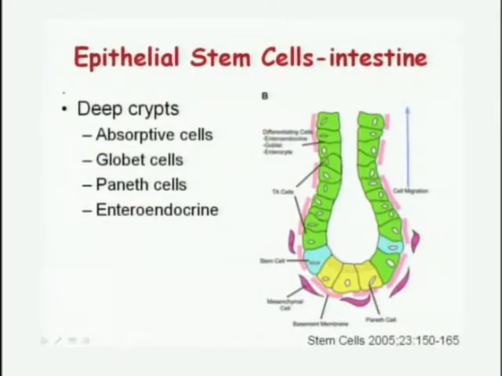How about the other tissues that Leblond described as high turnover tissues? Let's talk about the epithelial stem cell in the intestine. It has been described that there are these stem cells depicted here in blue in the deep crypts of the intestine that can give rise to pretty much all the specialized cells of the intestine: absorptive cells, goblet cells, Paneth cells, enteroendocrine cells.